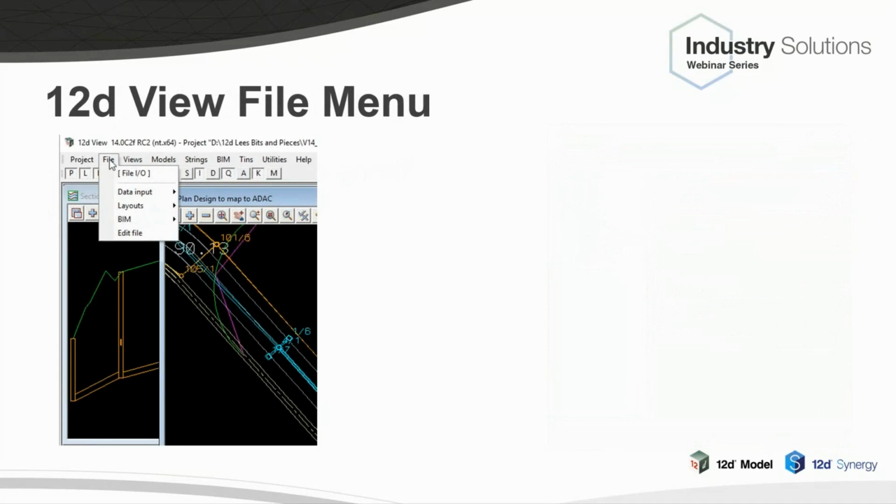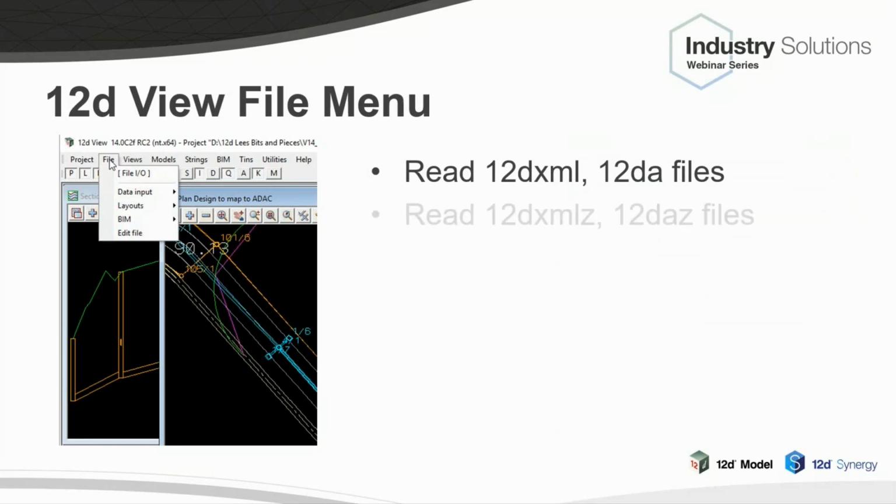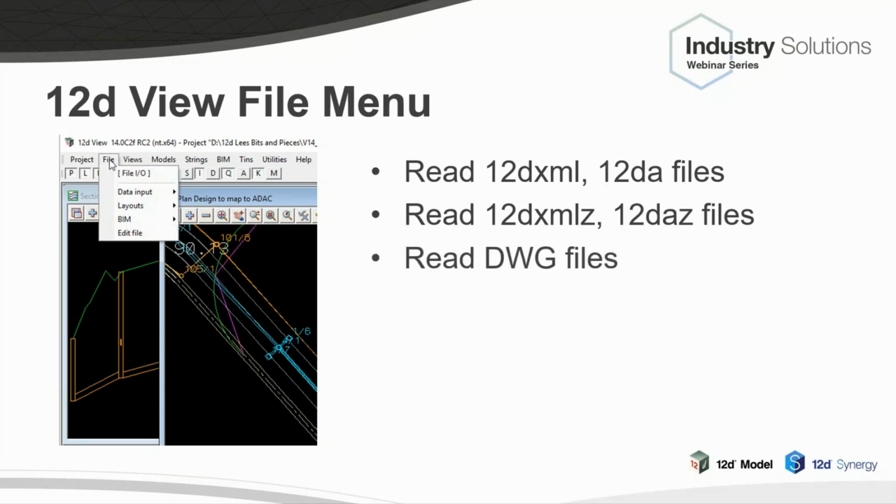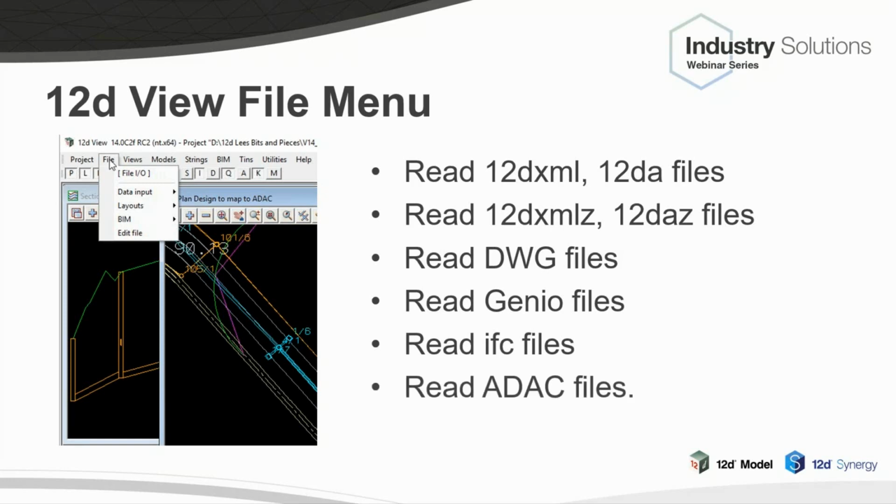Now on the 12D View file menu, it actually allows you to read in 12D XML data and 12DA files. It also, though, allows you to read in the zipped up version, the 12D XMLZ and the 12DAZ files. You're able to read in DWG files, GenIO files, IFC files, and also ADAC files. And I'll show you some examples of those last two and other ways that you might need to be aware of in 12D model to read some of the data in.